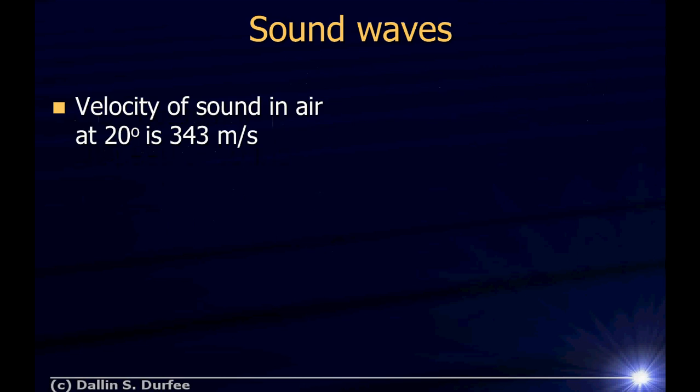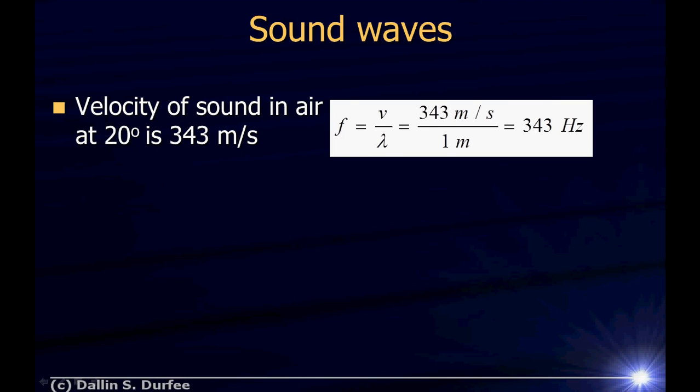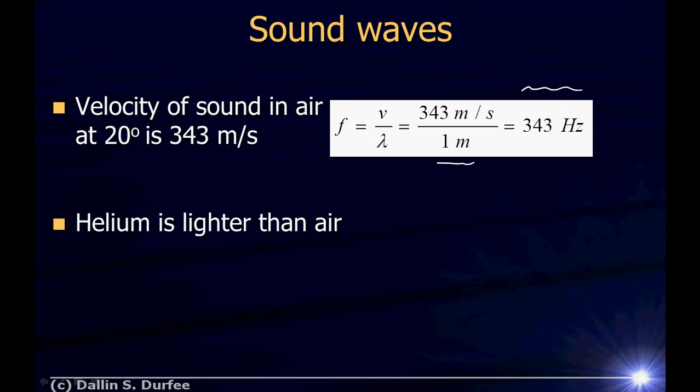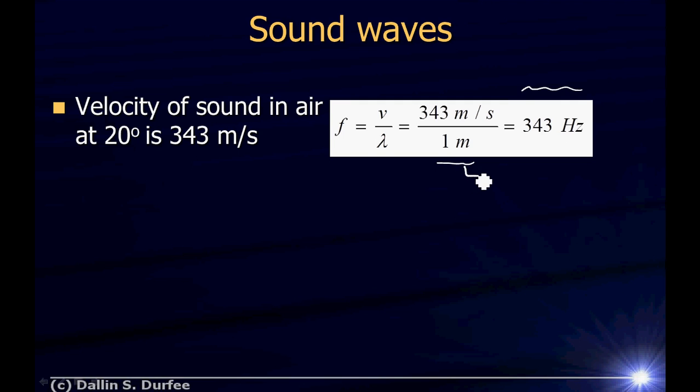Okay, the velocity of sound in air at 20 degrees C is 343 meters per second. What does that mean? It means if I have a sound wave with a wavelength of 1 meter, it has to oscillate at a frequency of 343 hertz, right? Now, imagine I have an organ pipe that, because of its shape, has a resonance with a wavelength of 1 meter. I play that organ pipe, it's going to generate a frequency of 343 hertz.